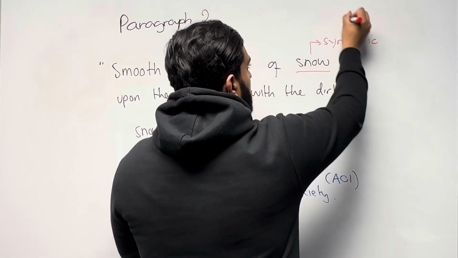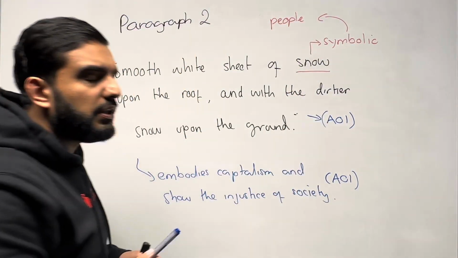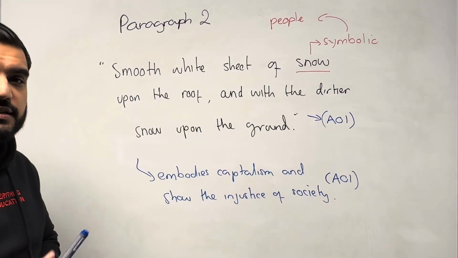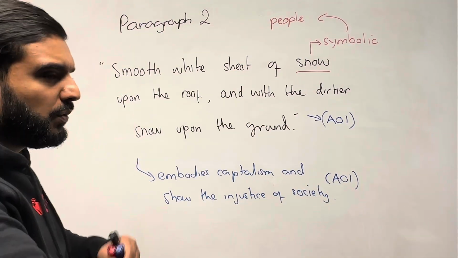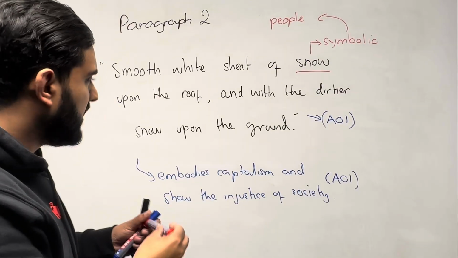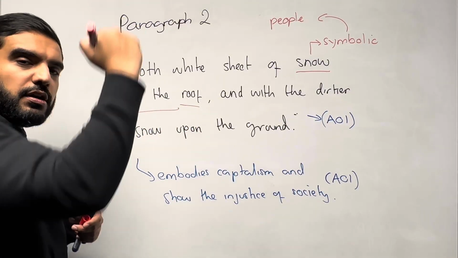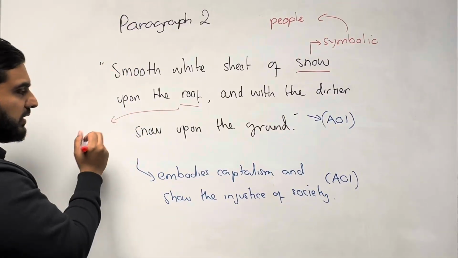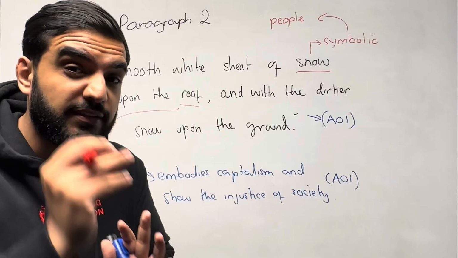Because the snow is symbolic of the people. The snow is symbolic of the people in that society. Let's read the quote again. On the roof, there was a smooth white sheet of snow. Now, guys, look, roof here represents the upper part of a building. So, now guys, you might be thinking, sir, you're waffling. Guys, keep with me because I think this is an excellent point.